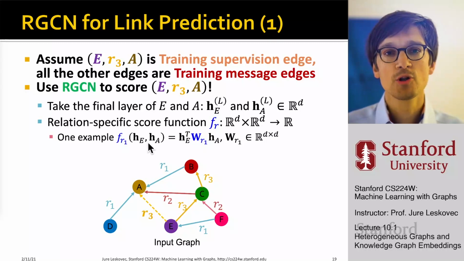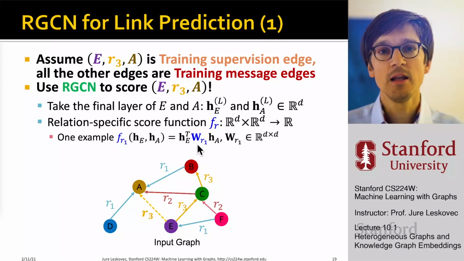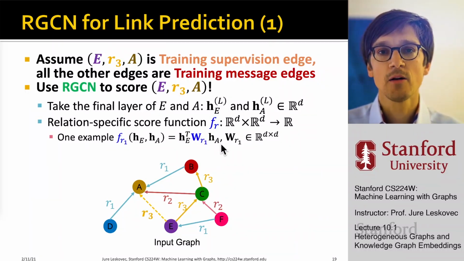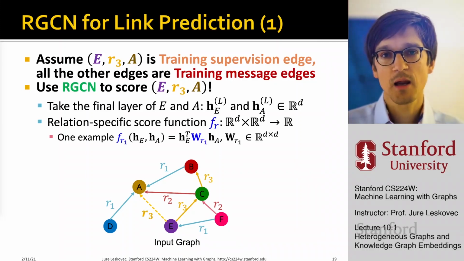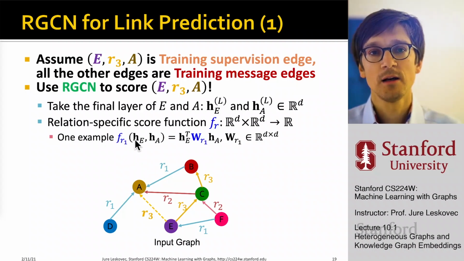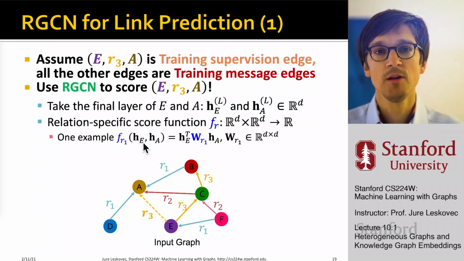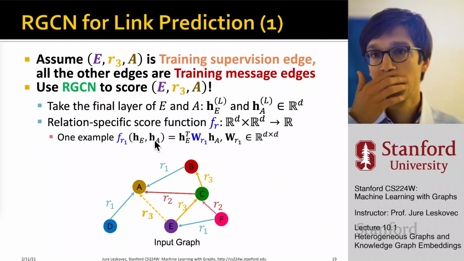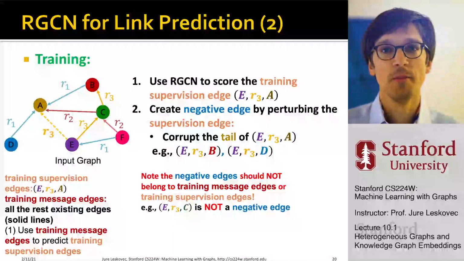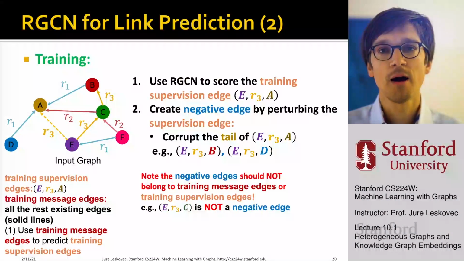One approach to do this would be to use a bilinear form, where I take one embedding, a transformation matrix in between, and another embedding, so that at the end we take the embedding of node E, transform it, and then dot product it with the embedding of node A. I can send it through a sigmoid and interpret this simply as the probability that there is an edge of relation type, let's say R1, between nodes E and A. That would be one way to instantiate this problem. Now, how exactly am I thinking about this during training?